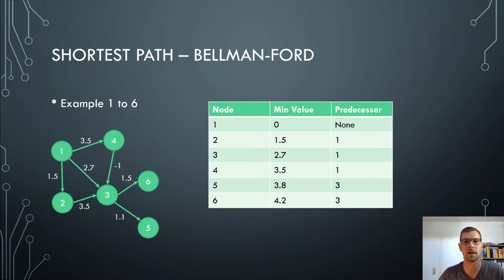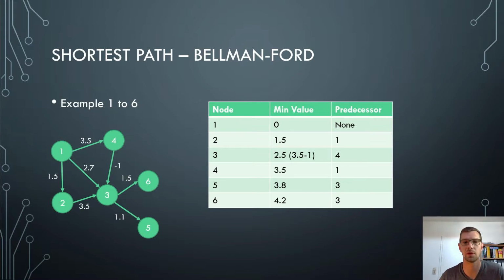Last but not least, we haven't yet computed the edges from node 4, and it has just one edge, and this is from node 4 to node 3. And this is actually a negative edge, and we have a value of -1. And the current value of node 4 is 3.5. 3.5 minus 1 is 2.5 for node 3, and 2.5 is smaller than 2.7, what it had previously. So we set the value of 2.5 for our node 3, and we set the predecessor of node 3 to 4.